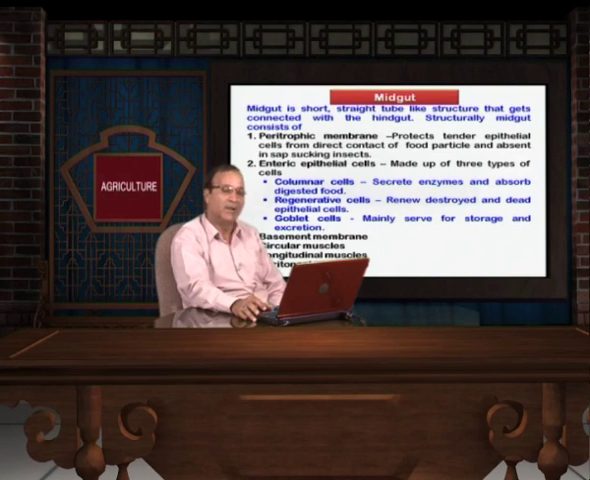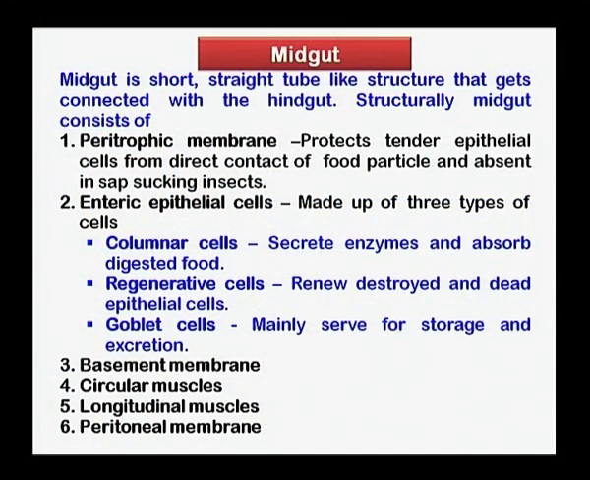Similarly, the epithelial cells are made up of three types of cells: columnar cells, regenerative cells and goblet cells. Regenerative cells are very important because they renew destroyed and dead epithelial cells. Besides the peritrophic membrane and the epithelial cells, the basement membrane is also there. Circular muscles are there, longitudinal muscles are there and the peritoneal membrane is also present, like the foregut.